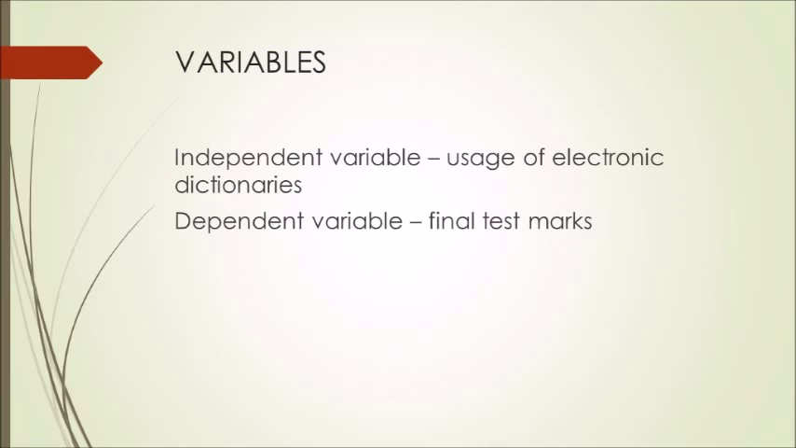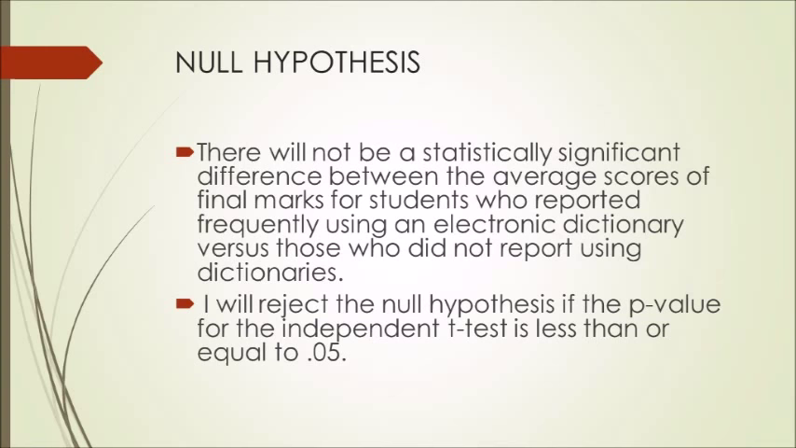My independent variable would be the usage of electronic dictionaries, and my dependent variable would be the final test marks. I chose to focus on final test marks, which are a combination of speaking, listening, reading, and writing scores from classwork activities and a final test. My null hypothesis will be that there will not be a statistically significant difference between the average scores of final marks for students who reported using dictionaries versus those who did not report using dictionaries.